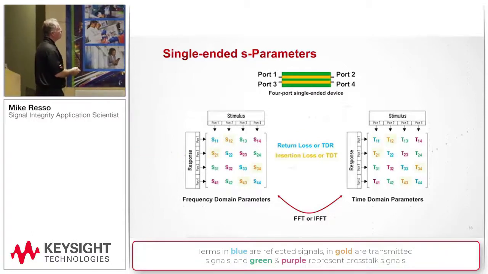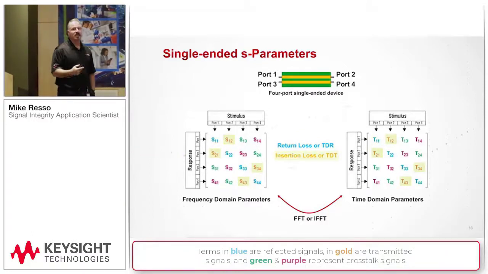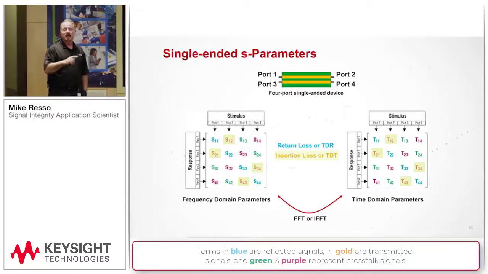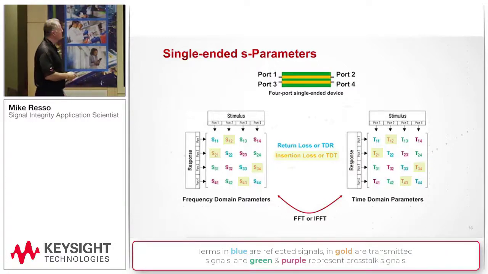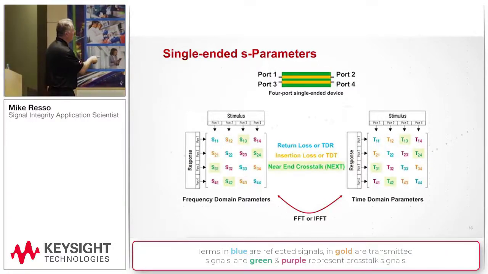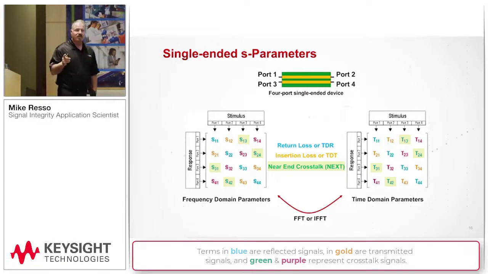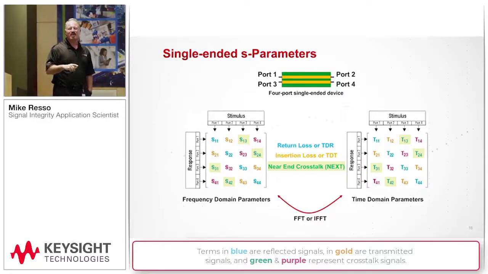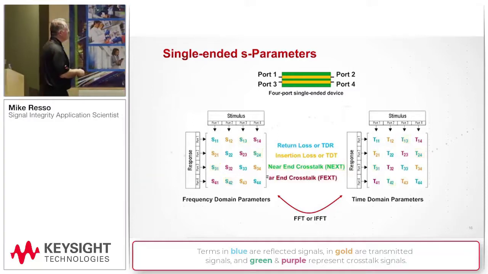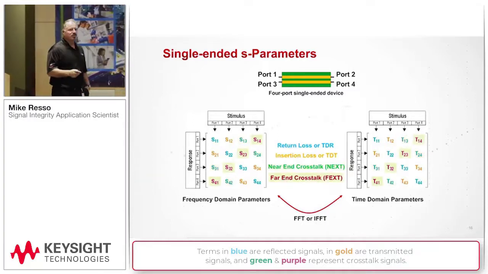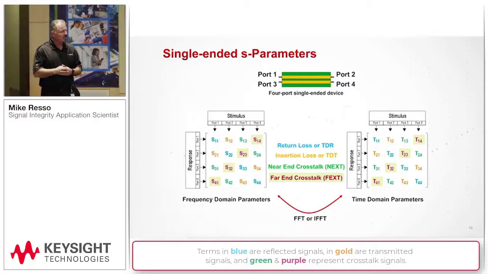Likewise, the insertion loss in the frequency domain is analogous to time domain transmission. Again, a one-to-one mapping using FFT or IFFT. And then these terms in green are the near-end crosstalk, which you can look at crosstalk in either domain, and it's helpful in both domains. I would probably argue it's more intuitive in the time domain, okay? And then likewise, far-end crosstalk. So all of these things that you've learned as a digital engineer can be applied into the frequency domain quite readily.